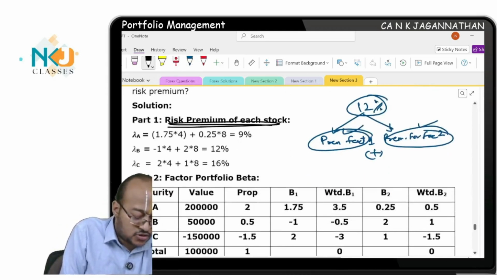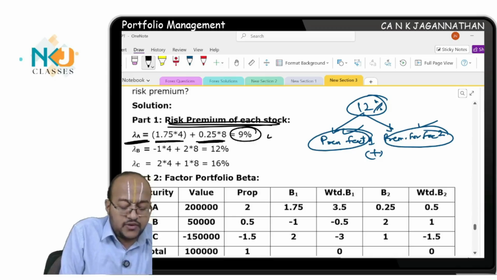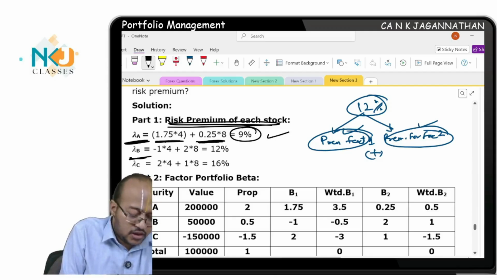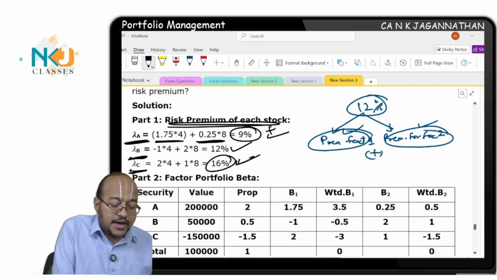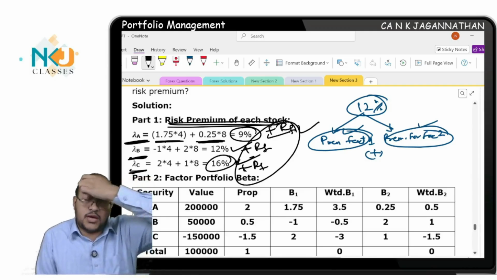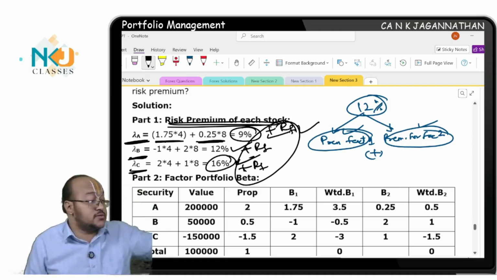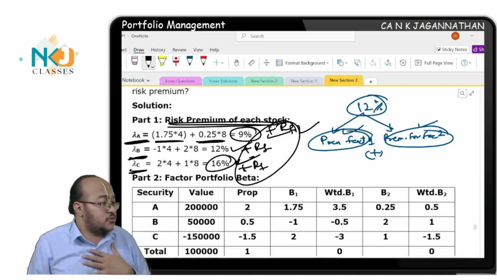Risk premium for each stock, lambda, is nothing but 1.75 into 4 plus 0.25 into 8. Weighted average, you will get 9% for A, 12% for security B, and 16% for security C. Are you all understanding? If you simply add RF to it, you will get the K plus RF like this. You will compute the K. K is not being asked, hence I am not discussing it. Are you listening? Shall I proceed?